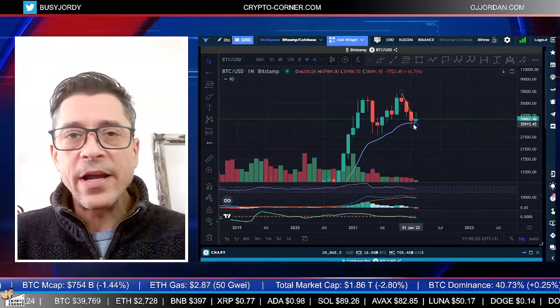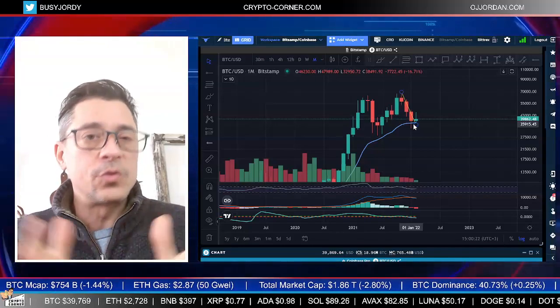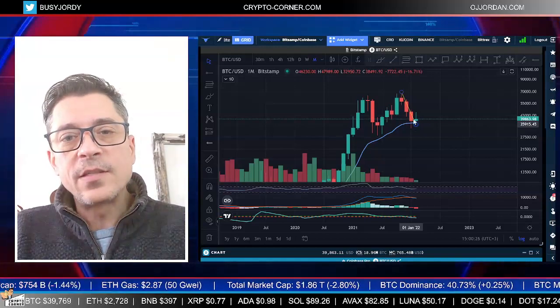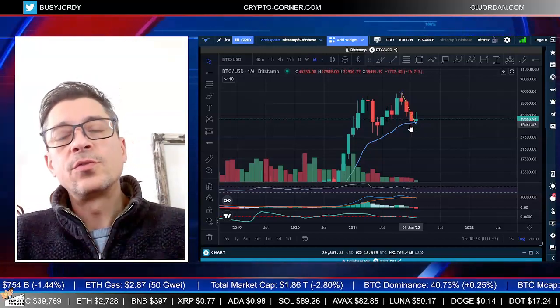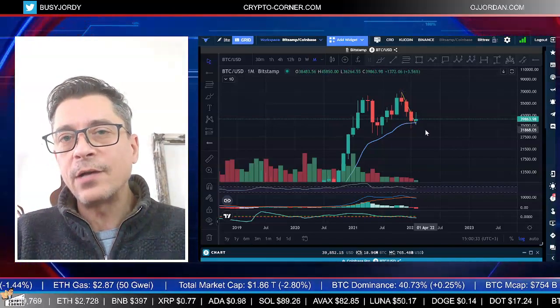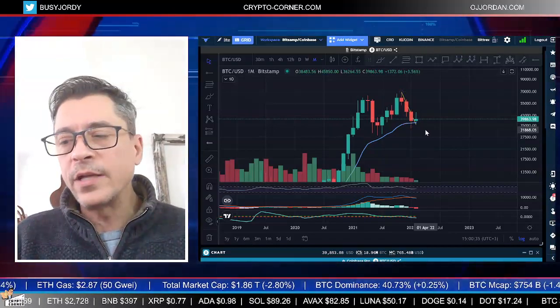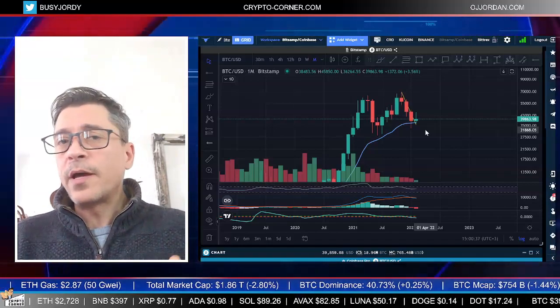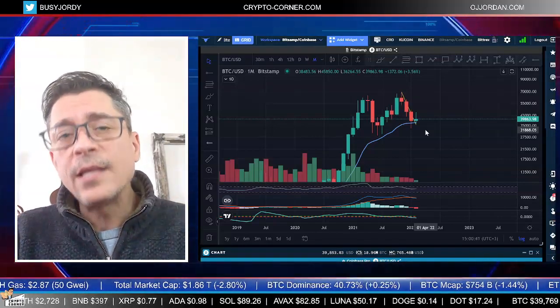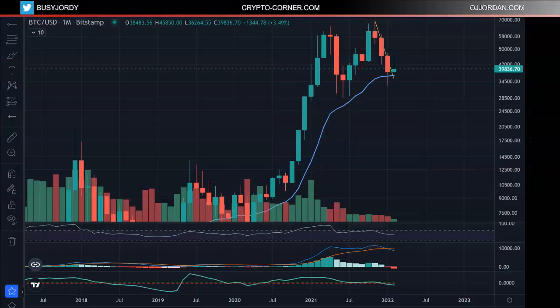So as we are correcting or we are doing a short-term bear market, we usually come to this moving average to find support. If we fail to find support with this moving average, then we go into a long-term bear market. Now, short-term bear market is a few weeks to a couple of months. Medium-term bear market could be a few months to a year. Long-term bear market is over a year. And let's look at this in full screen.